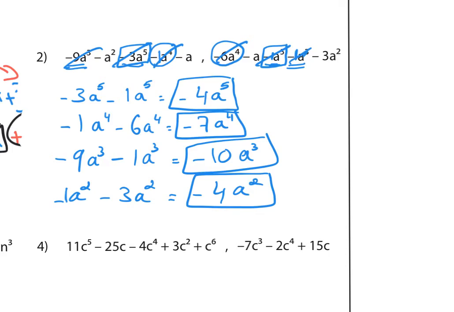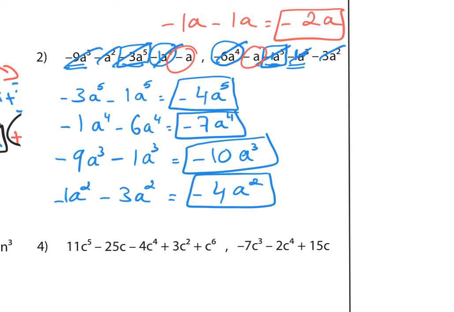And the last one, so this is gone right here. And the last one we have negative 1a and negative 1a, right? It's like negative 1a, another negative 1a, that's going to be negative 2a, right? So this is another answer right here. That's going to be negative 2a.